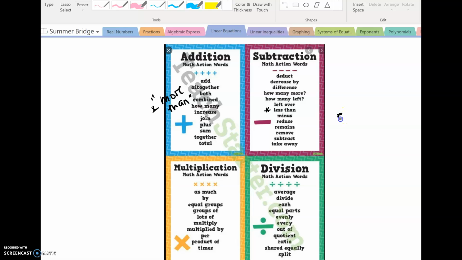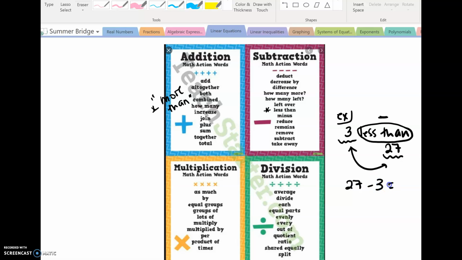For example, if you have 3 less than 27, what that really means is this means negative. And then I'm going to take the 3 and the 27 and have them switch places. So actually you're going to have 27 minus 3, which is actually 24. So that's why those two have to be starred.